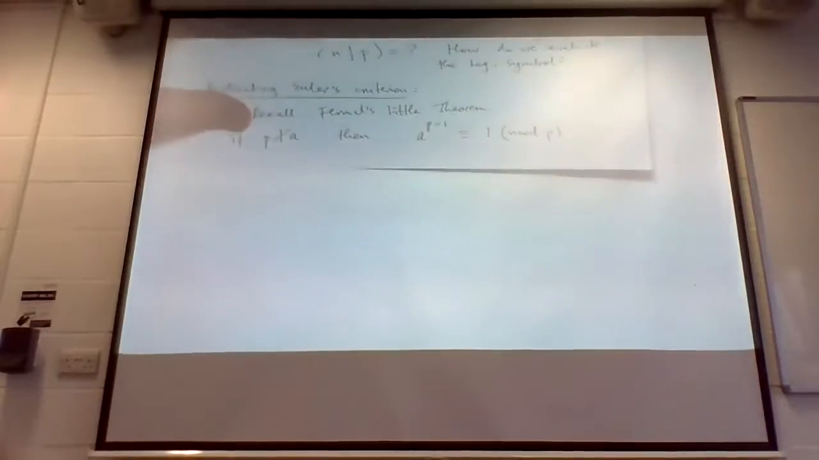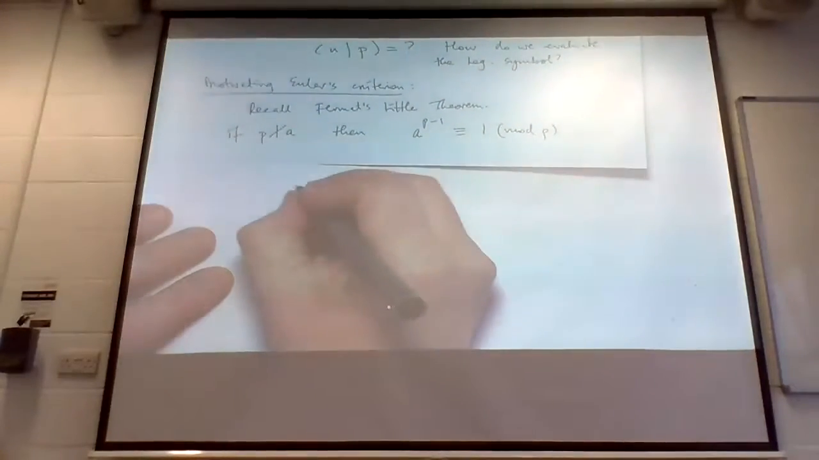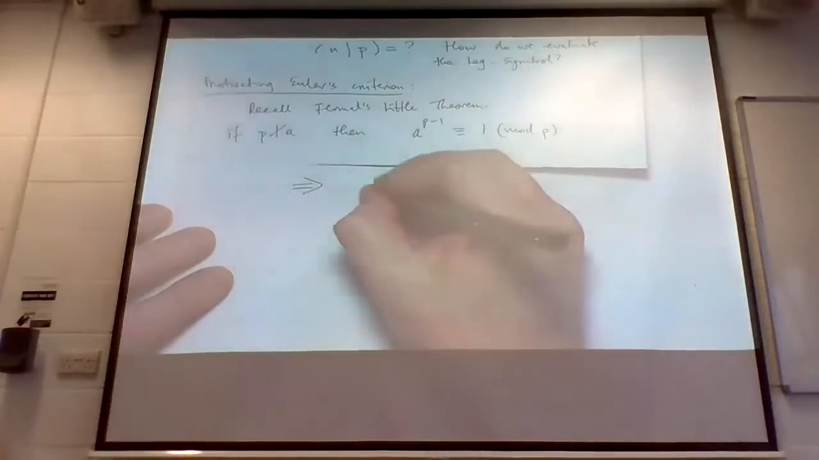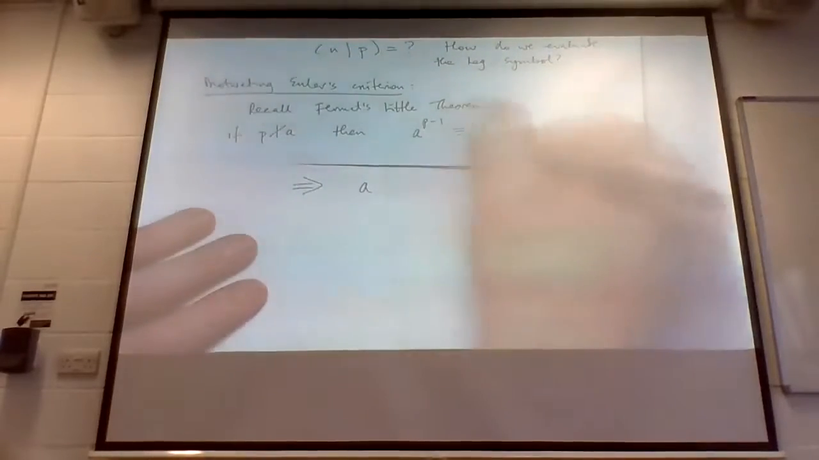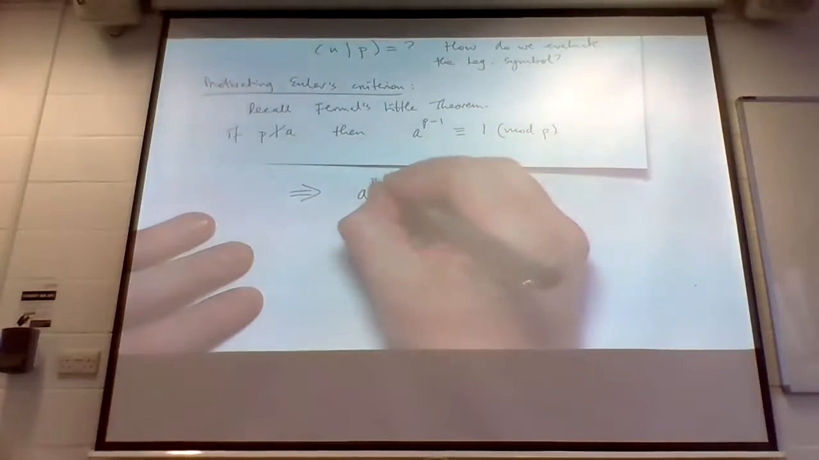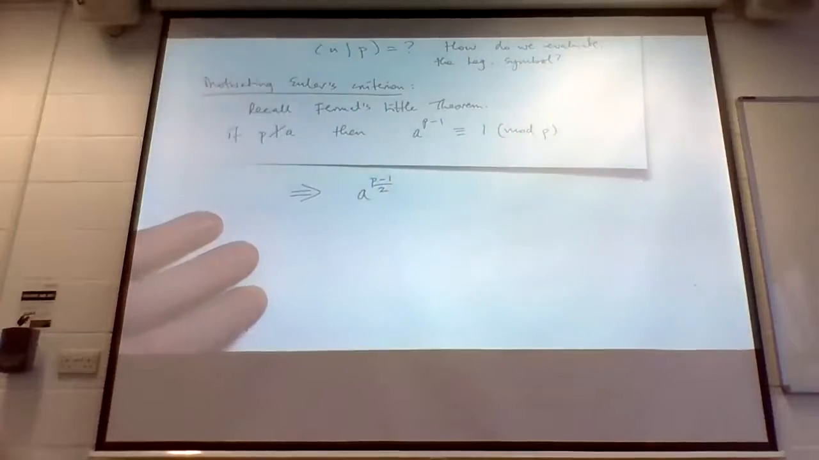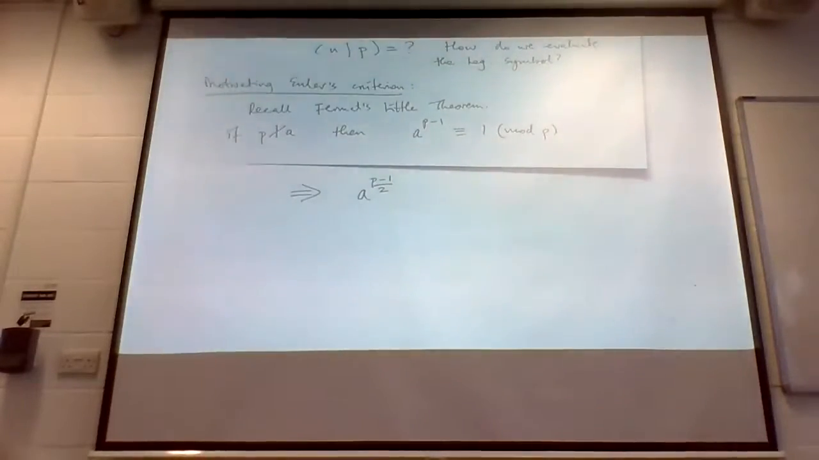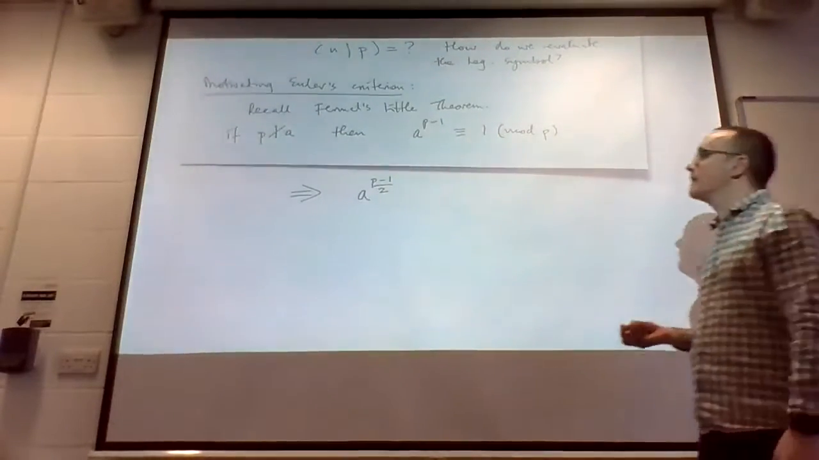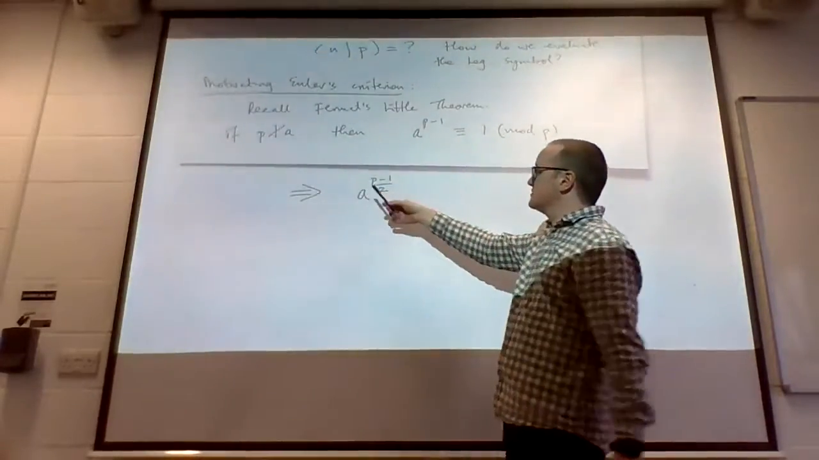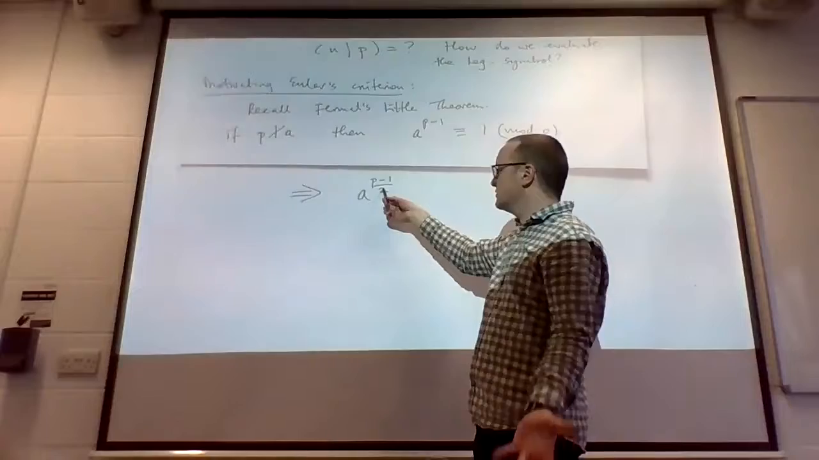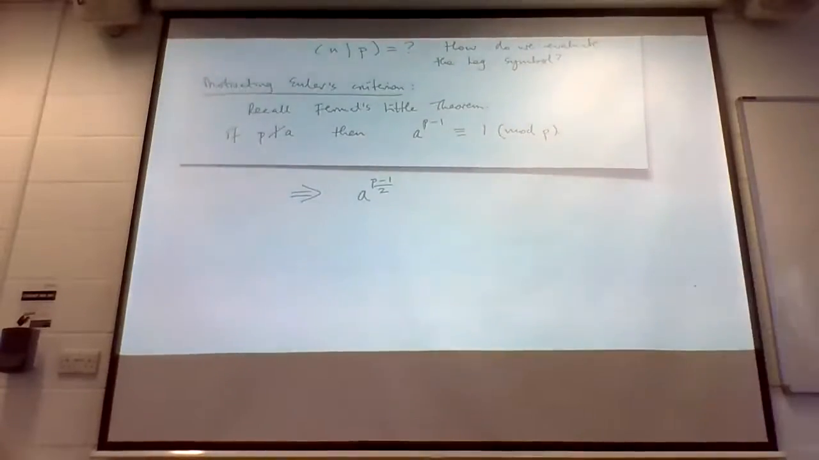Well, this has an interesting consequence. If you kind of take the square root of both sides, so instead of a to the power of p minus 1, you consider a to the power of (p minus 1) over 2. Now remember, p is an odd prime, a large prime. It's strictly bigger than 2, so p minus 1 is even. So when you divide it by 2, you get an integer.